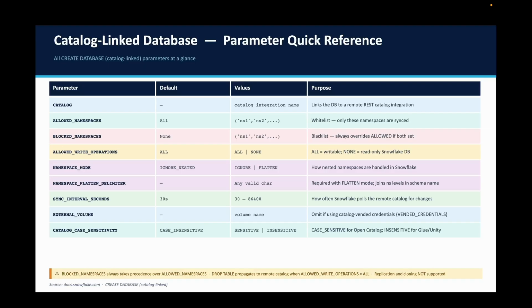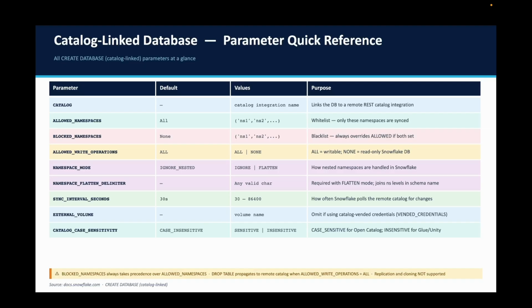Namespace mode, ignore nested is the default value, but if I want the nested hierarchy of namespaces, I can also say flatten. The values can be ignore or flatten. This controls how nested namespaces are handled in Snowflake. Namespace flatten delimiter: if I have multiple namespaces in a hierarchy, I can give a character to have the database and corresponding namespace created as a schema in Snowflake.